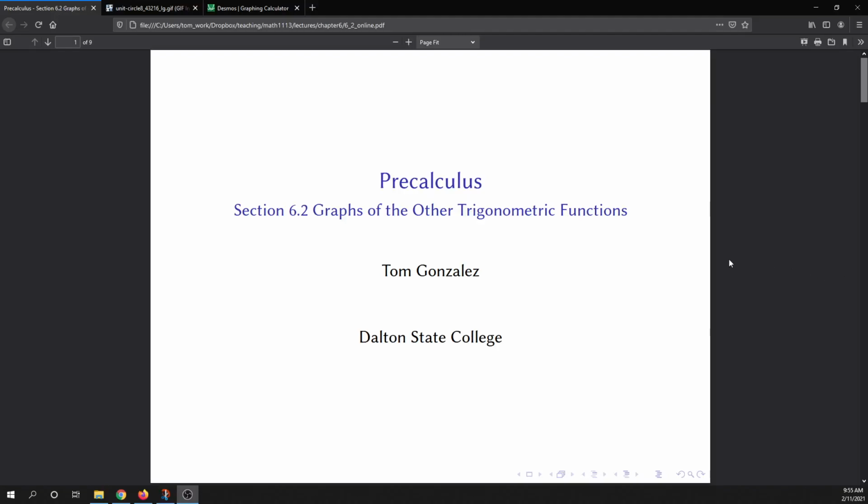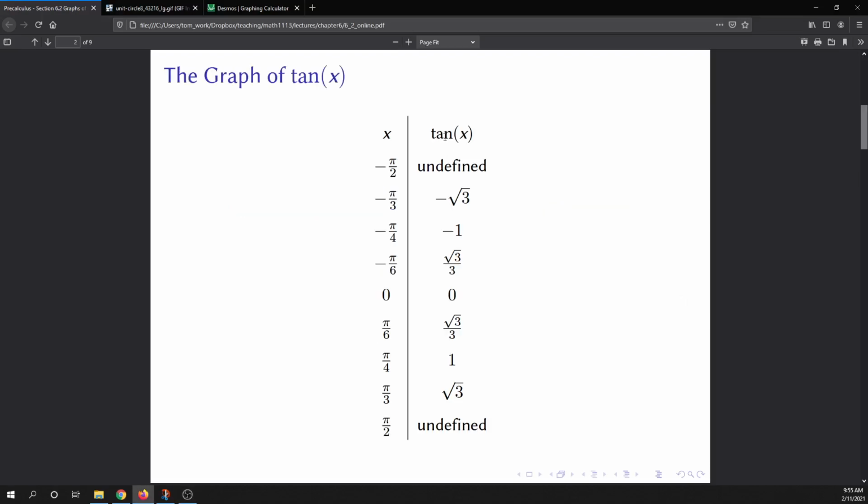All right, in this video, we are going to start talking about the graphs of the other trigonometric functions. We've already talked about the graph of sine and cosine. So the first one that we're going to start talking about of the others is tangent.